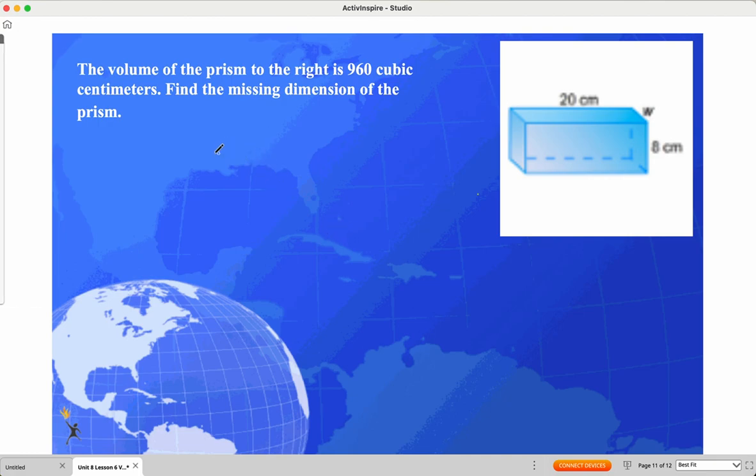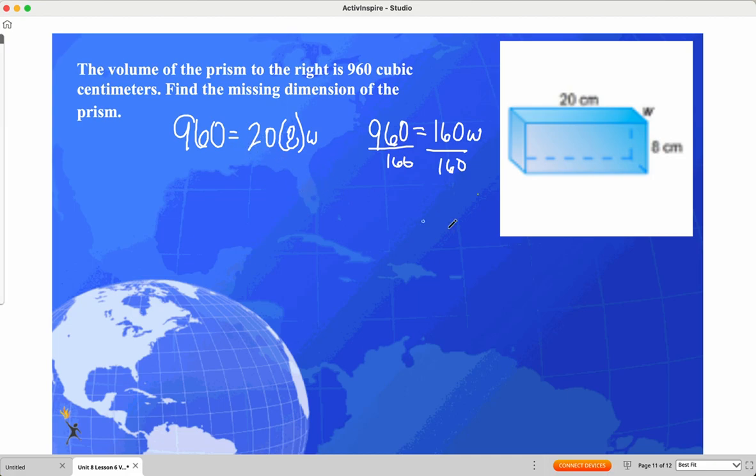All right, so this time it's a little hard to use big BH, but you can still use the idea of big BH by saying the base is a different shape. So you could still put together 20 and 8 and say 960 is equal to 20 times 8 times W. There's one formula type. Or you could say 960 is equal to 160 W and solve either way, dividing by 160, leading me down to W is equal to 6, in this case, centimeters.